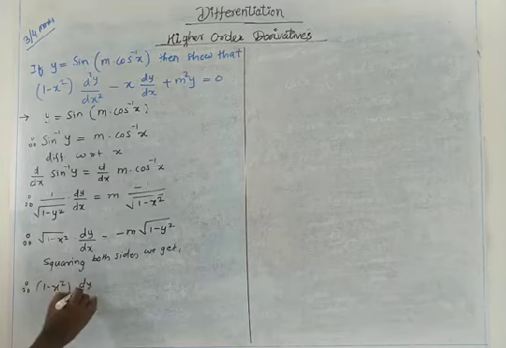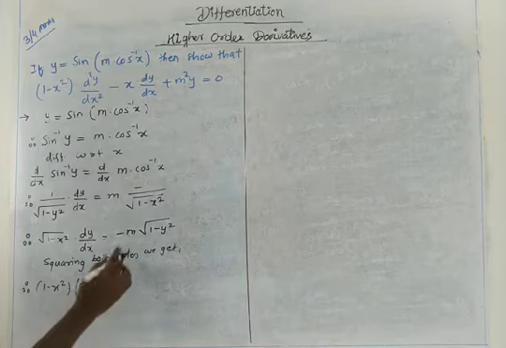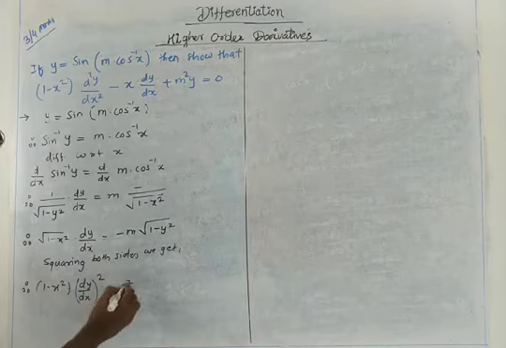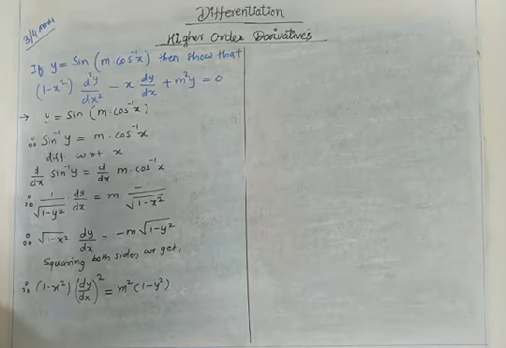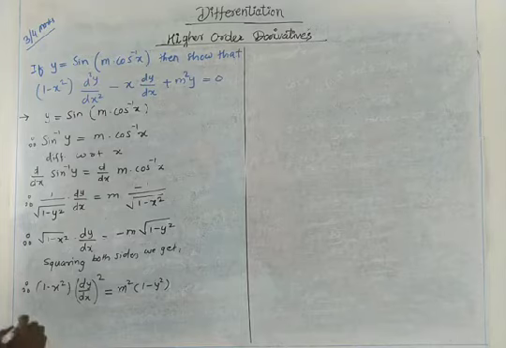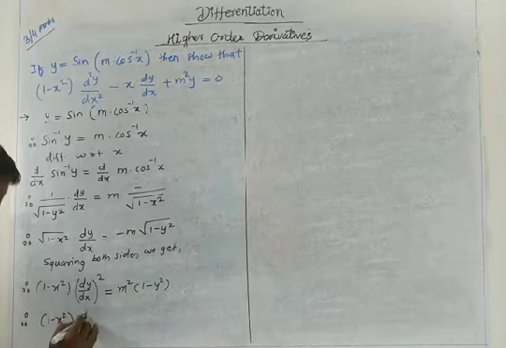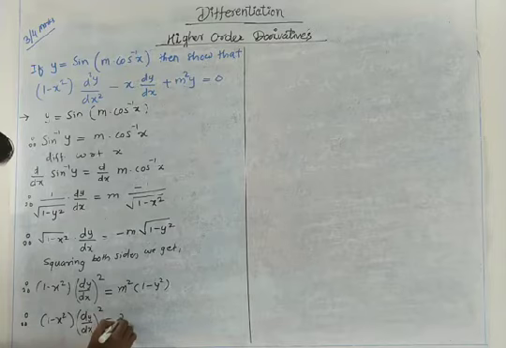(dy/dx)² is what? (dy/dx)² is equal to m² times (1 − y²), under the root of 1 − x², squared, which is 1 − y². Okay, now simplify it: (1 − x²)(dy/dx)² = m² − m²y².